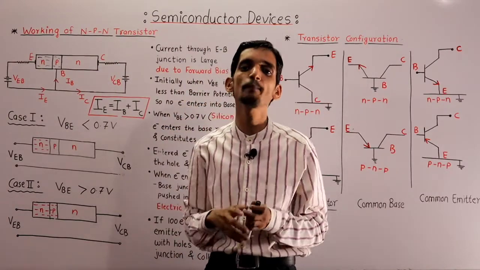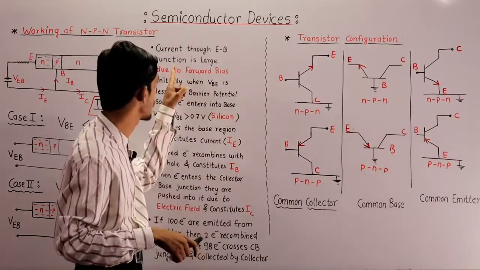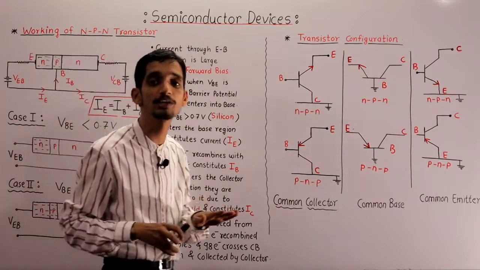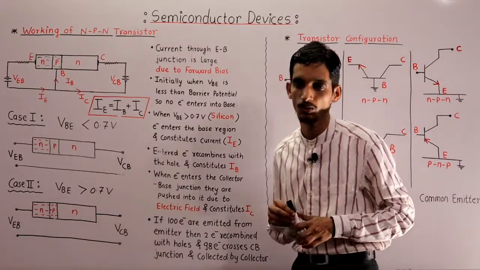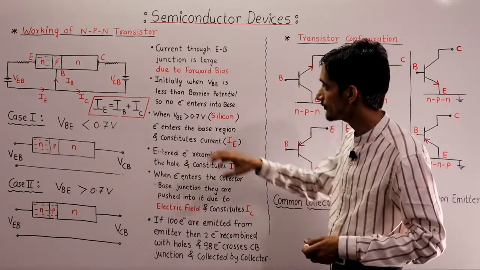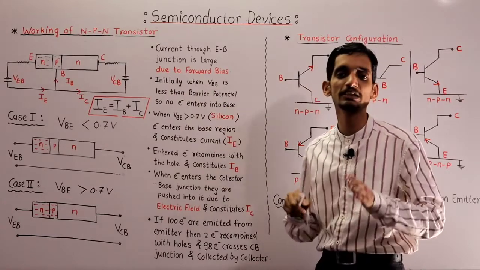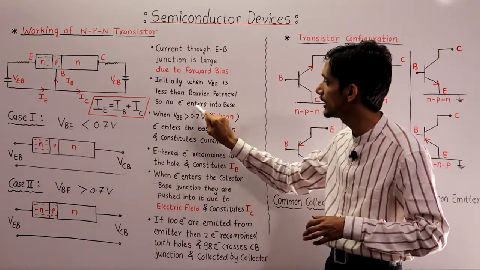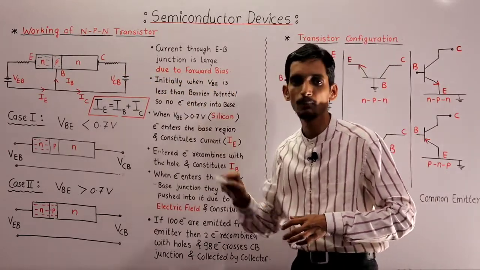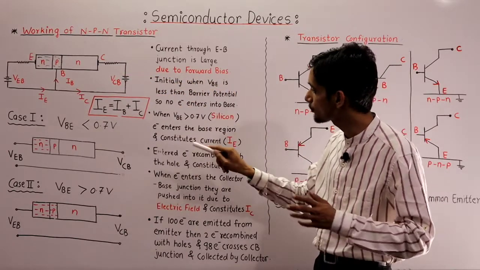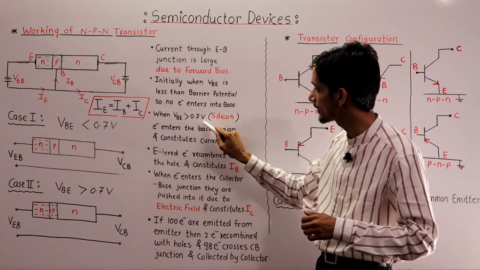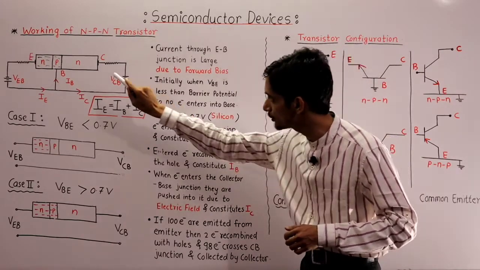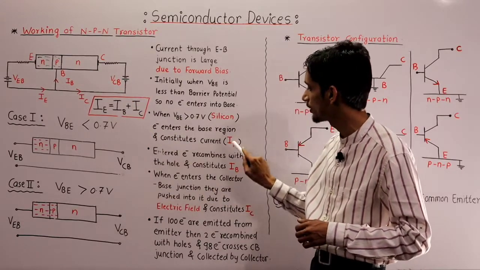While writing in the paper, you have to write in this manner: current through the emitter to base junction is very large when the emitter to base junction is forward biased. When the base to emitter voltage is less than the barrier potential, which means 0.7 volt, no electron enters into the base region. Next point: when the emitter to base voltage is greater than 0.7 volt for silicon, electrons enter into the base region, and they constitute the current called emitter current.